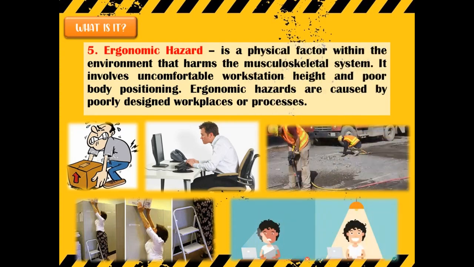The last type of hazard is called ergonomic hazard. It is a physical factor within the environment that harms the musculoskeletal system, or the muscles and the skeleton. It involves uncomfortable workstation, height, and poor body positioning. Ergonomic hazards are caused by poorly designed workplaces or processes. Examples are lifting heavy objects with a wrong posture.